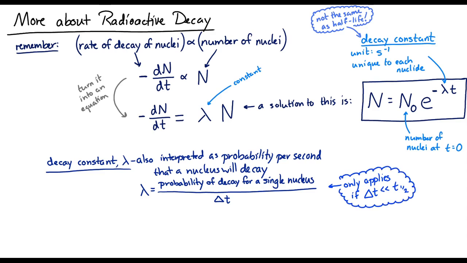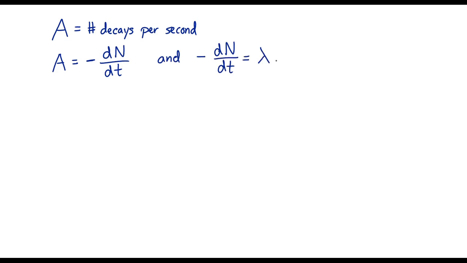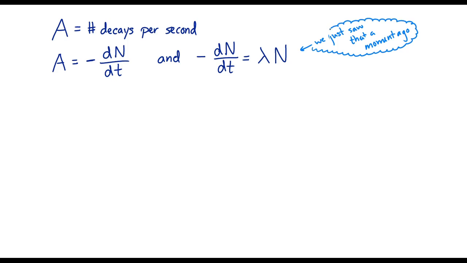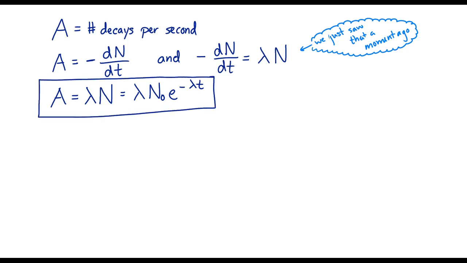Now if we go to activity, remember, activity is the number of decays per second, so it's equal to the negative of the rate of change in the number of nuclei, and the negative of the rate of change in the number of nuclei is equal to the decay constant times the number of nuclei. So now we can come up with an expression for the activity. The activity is equal to the decay constant times the number of nuclei that are present, and that can also be written as the decay constant times the initial number of nuclei times e to the minus decay constant times t.